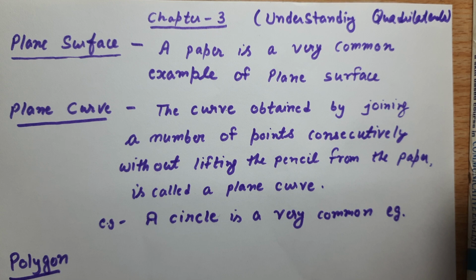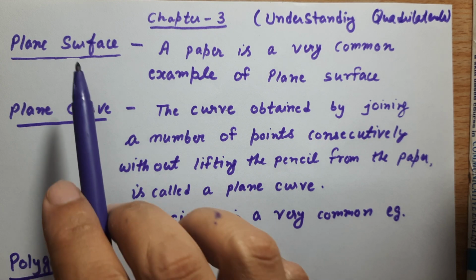We will be starting with chapter 3, Understanding Quadrilaterals. In this chapter we will first of all understand about plane surface, plane curve, polygons, regular and irregular polygons. First of all, let's understand about plane surface. What is meant by plane surface?